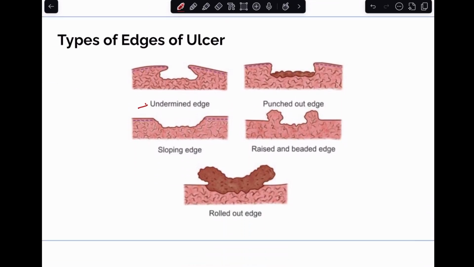We have undermined edge, we have punched out edge, we have the sloping edge, we have raised and beaded edge, and last of all, we have the rolled out edge. What we are seeing in our case is the rolled out edge. Now let's look a little bit more into each one of these edges and where do we see them.